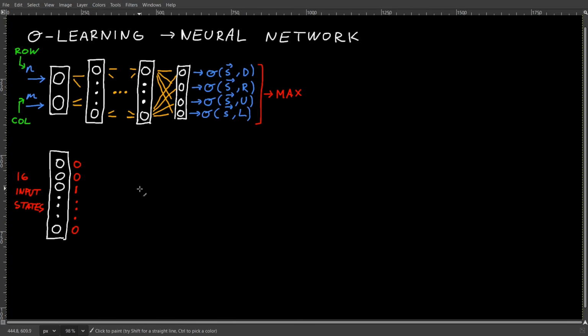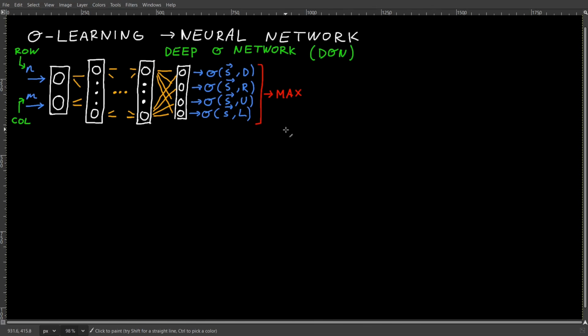Alternatively, you could have 16 input neurons, each neuron representing a specific state as a binary number. In that case, one of the neurons would be 1 and the other 15 would all be 0. You would still have 4 output neurons though. You need to have a Q value for each action that you take in a given state. This is called Deep Q Network or DQN, and it's a powerful RL algorithm. However, it doesn't work well for us in PID tuning.